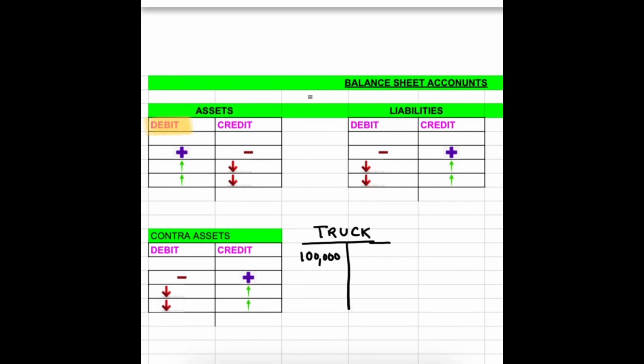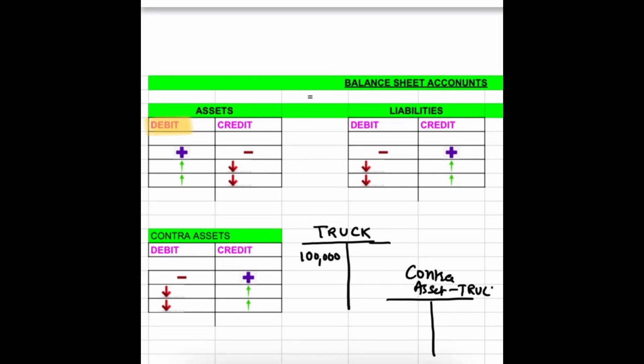Then it will have a credit entry. Maybe the cash will go out by $100,000 if you paid by cash, or a liability will increase by $100,000. But for now, the original value of the truck was $100,000, we made an account called truck and we entered it on the debit side. Now the truck gets depreciated every year, right? The value of your vehicle is depreciated every year. So instead of decreasing the value of the truck in the original account, accountants use a contra asset account.